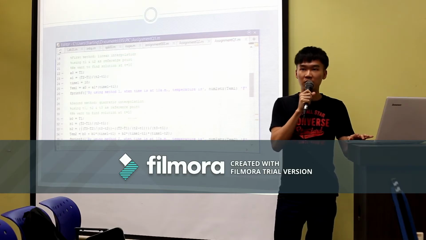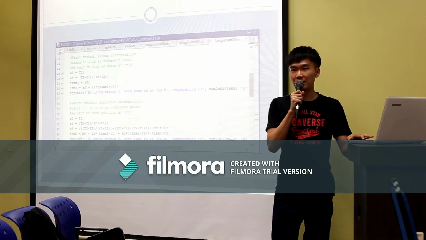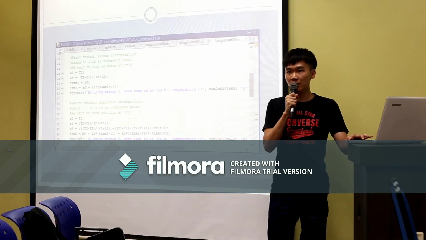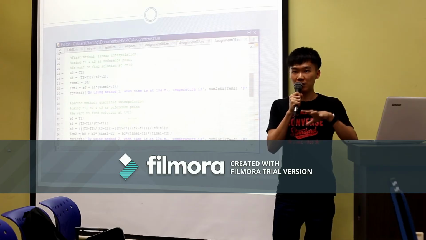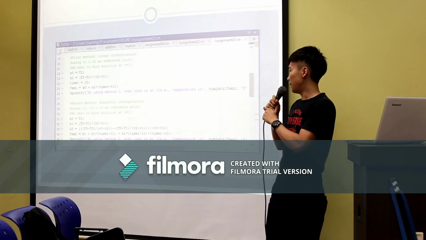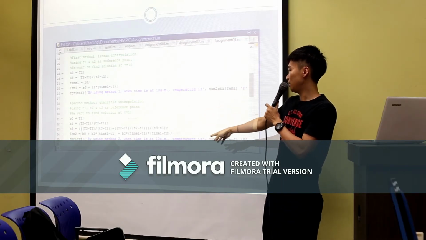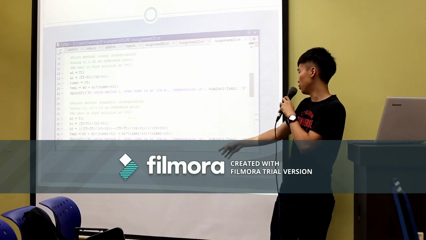So the temperature 2 is equal to b0 plus b1 multiplied by (time 1 minus small t1) plus b2 multiplied by (time 1 minus small t1) multiplied by (time 1 minus small t2). So the fprintf, by using method 2, when time is at 10 a.m., temperature is this whole sentence, which will appear at the command window.